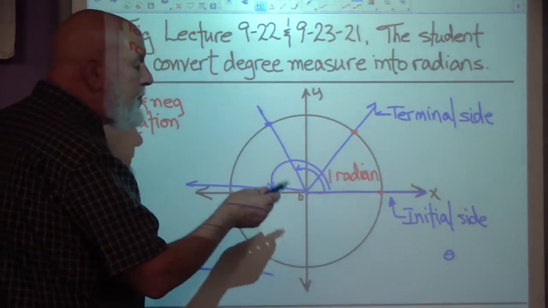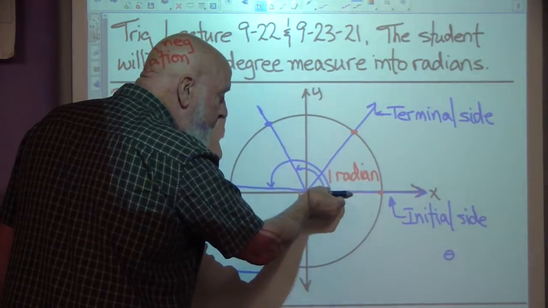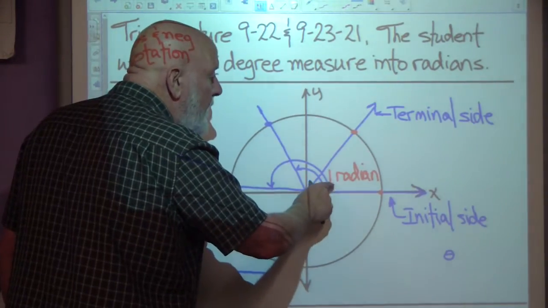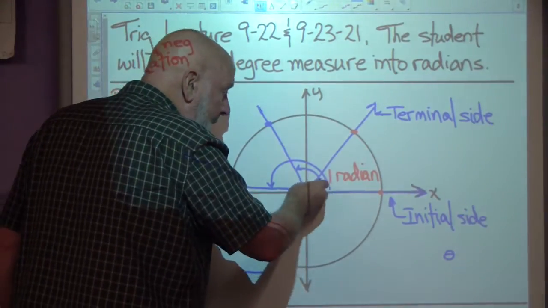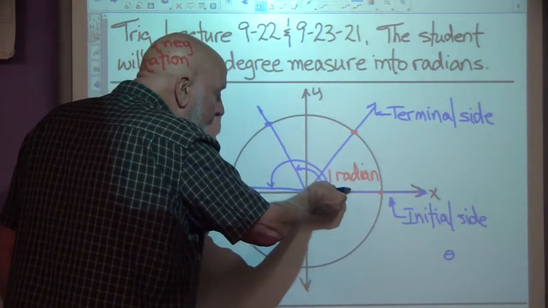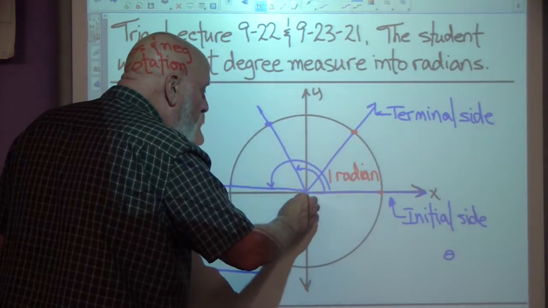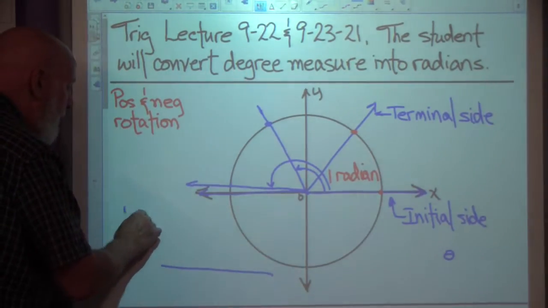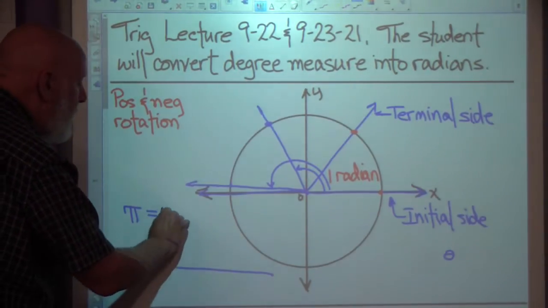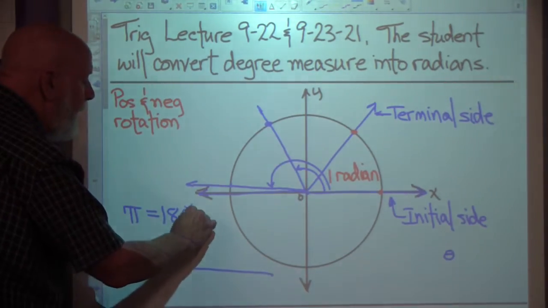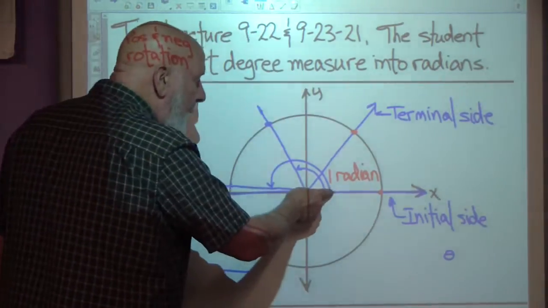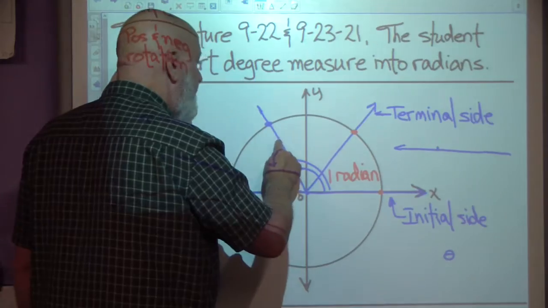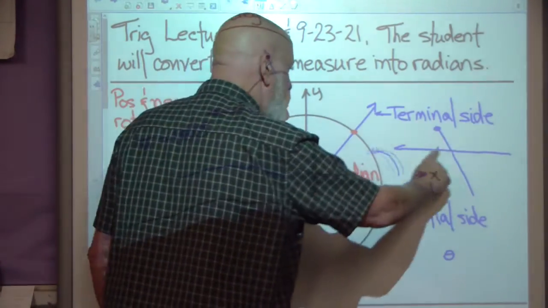And if we rotate exactly pi radians, each radian is the angle whose measure is determined by the intercepting arc being the same length as the radius. If we go pi radians, that'll be exactly 180 degrees. There's pi radians, and we need to remember that. Pi radians is 180 degrees.